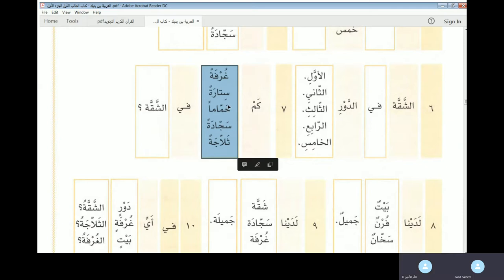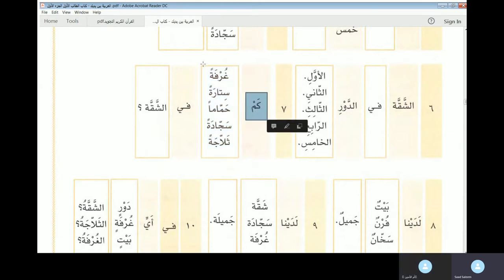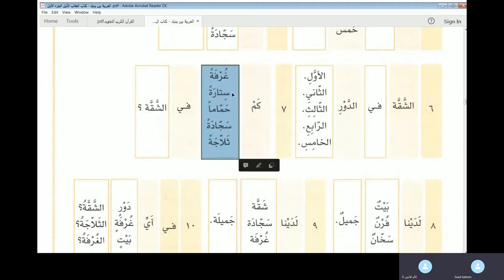Because of the word kam. After the word kam, the next word is always mansub and singular. What is the meaning of mansub? I just know that fatha. Yes, fatha. The word which ends with fatha is mansub, okay?